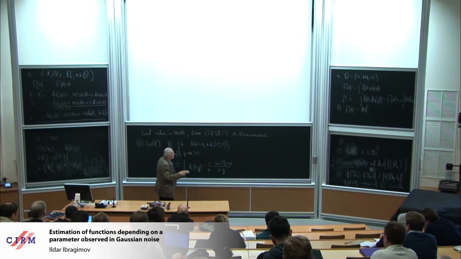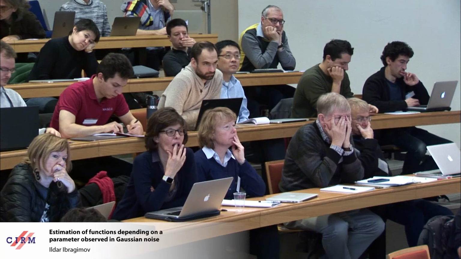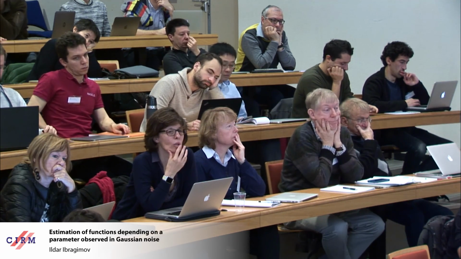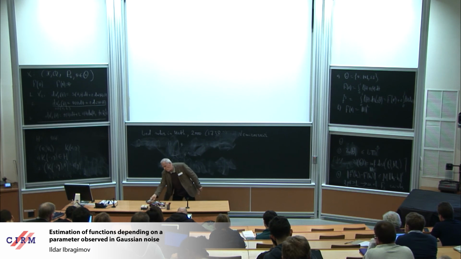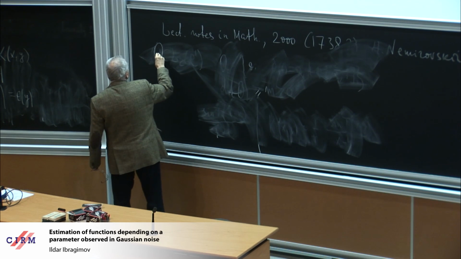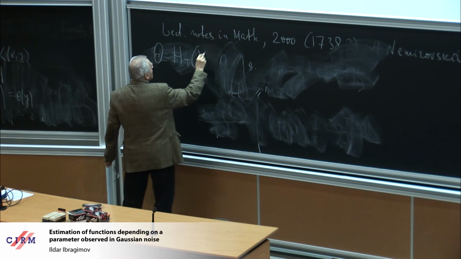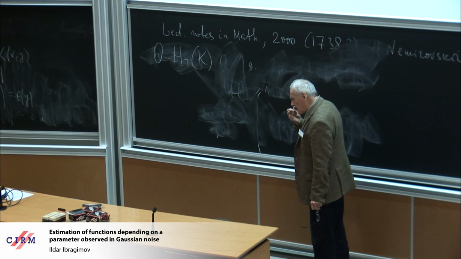Well, I have absolutely no time, of course, to discuss the proof, but just a few words to explain why it will work. Suppose that in the case of problem 3, we know that theta is just some subspace H_t with reproducing kernel K. In this case, we may consider the following estimate for theta.